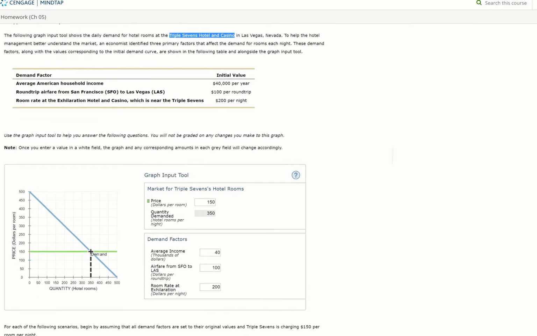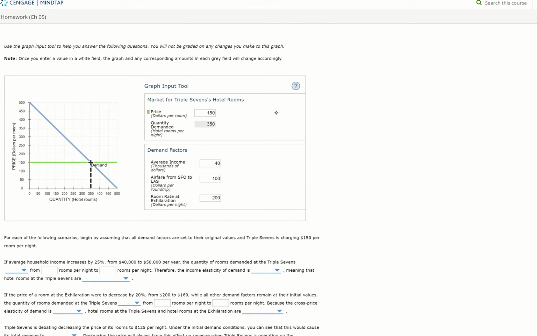All right, so let's look at our information over here. So we have our demand curve. This is the demand curve for the 777 hotel rooms, which shows you price and demand level. And then we have our graphing tool over here, which shows the price and quantity demanded for 777. And then these are our demand factors. For income, make sure you remember these numbers are in thousands. So don't put in 40,000. This should be just 40 because the number is already in thousands. And then the airfare, and also our room rate at the other hotel.